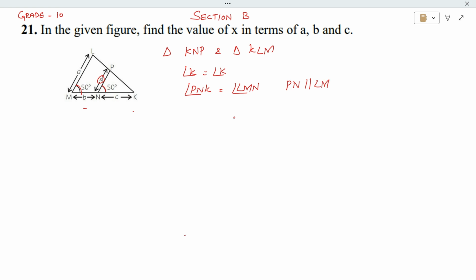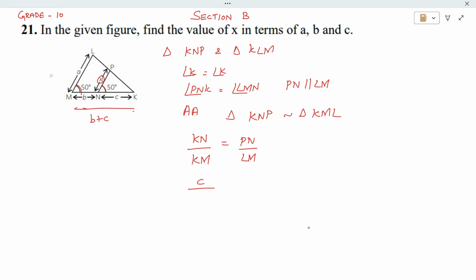So I'm just filtering all the criteria from the given figure. As per the angle criteria, I can say triangle KNP is similar to triangle KML, isn't it? Now I can write the ratios as KN by KM is equal to PN by LM. I already added the length of KM as B plus C, so I can substitute in KM. What is KN? KN is C and KM is the total length, that is B plus C, is equal to PN is X and LM is A.